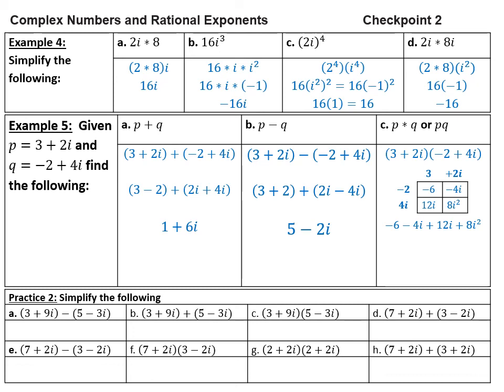Negative 4i plus 12i we can combine. That's going to be 8i. I squared is negative 1. So we've got negative 6 plus 8i plus 8 times negative 1. So we've actually got negative 6 plus 8i minus 8. Negative 6 minus 8 is negative 14. So we have negative 14 plus 8i. And below you have 6 practice problems just like those above that we did in example 5.